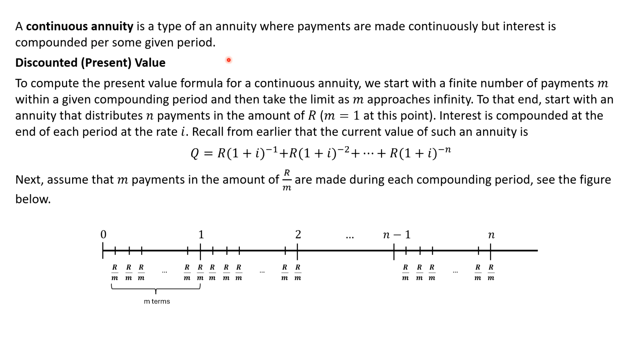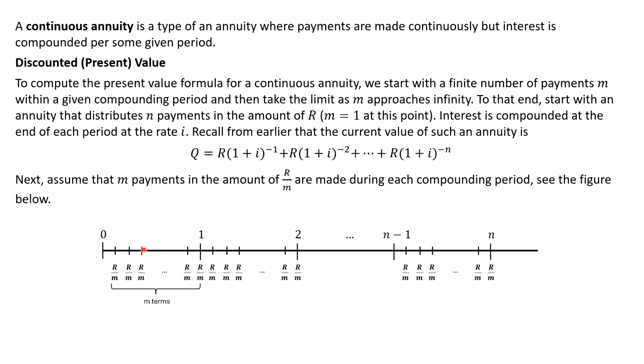We have another type of annuity. It's called a continuous annuity, and the math here gets a bit complicated. I'll try to go through it slowly. A continuous annuity is a type of annuity where payments are made continuously, but interest is compounded for some given period. So discounted present value is what we want to compute here. To compute the present value formula for a continuous annuity, we start with a finite number of payments m within a given compounding period, and then take the limit as m approaches infinity.